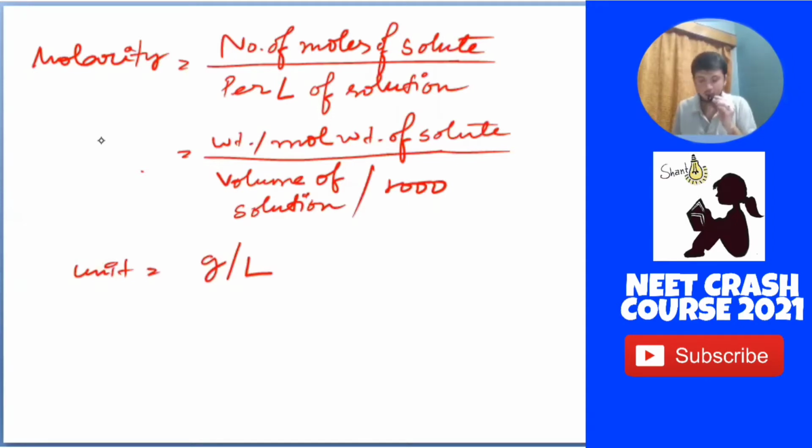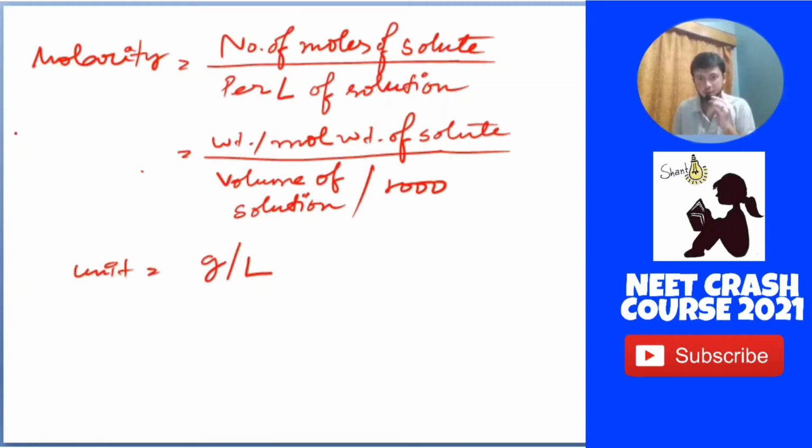Okay, so let us see first what is molarity. That is the number of moles of a solute per liter of the solution. Now in the second line I have simplified it for you. That is weight by molecular weight of the solute, by volume of the solution by 1000.